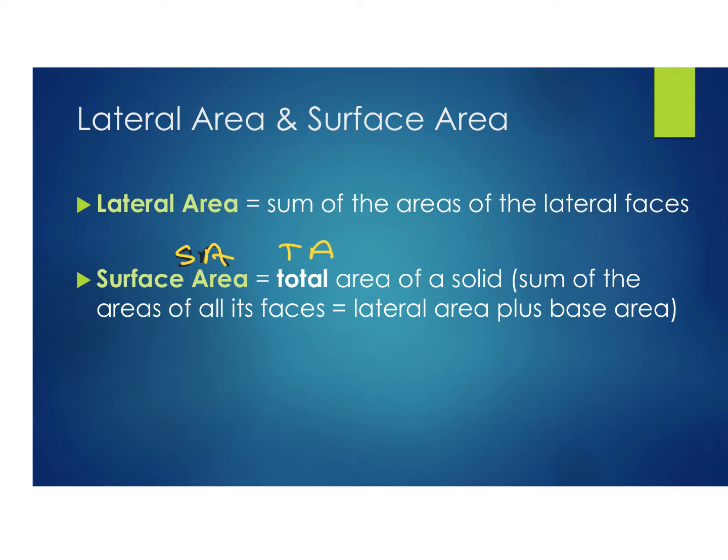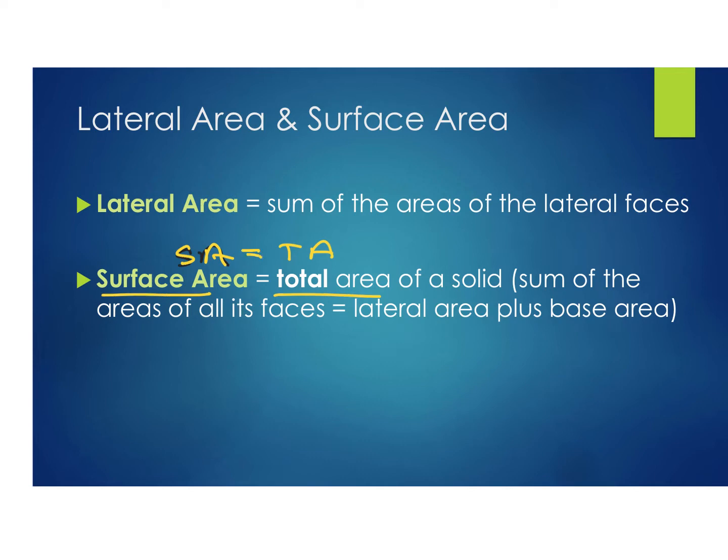Okay, so this video is covering surface area of prisms and pyramids. The first is the definition of lateral area, which is the sum of the areas of the lateral faces. And surface area or total area, these are meaning the same thing. When you go through the notes, SA is going to represent surface area, TA is total area.